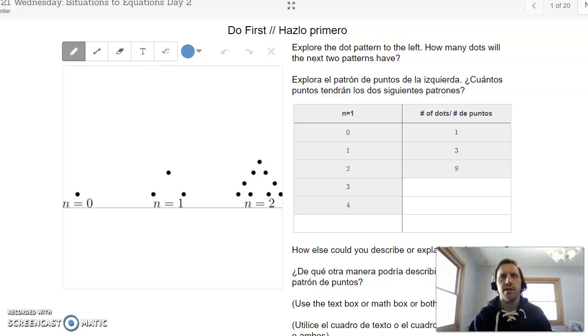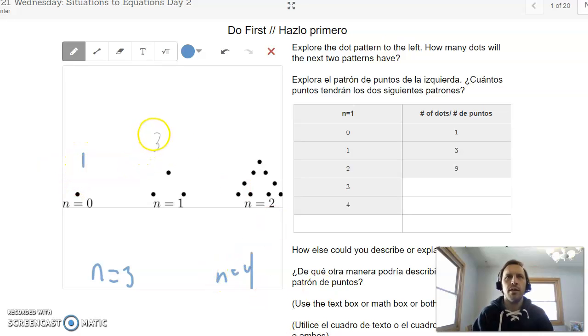We're on the do first here, and we can see that we have 3 different figures, right? Figure 0, 1, and 2. So we're going to try to say, how many dots will the next 2 patterns have? So if n equals 3, how many dots will we have? And n equals 4, how many dots will we have? Well, we can see there's 1, 3, 9. And so the goal for you to see is that it is growing by multiplying the previous figure by 3.